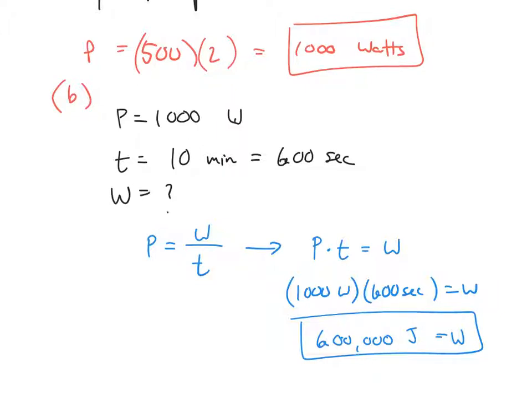I'm guessing like 150-ish. I'm dividing by 4,000, right? It's around 150. What do you get when you actually do it? 143. Okay? So 143 calories of energy.